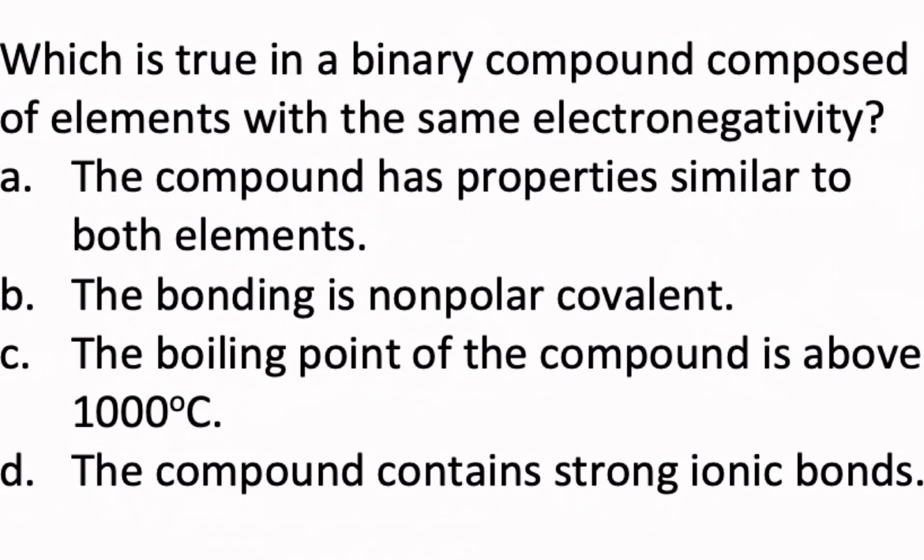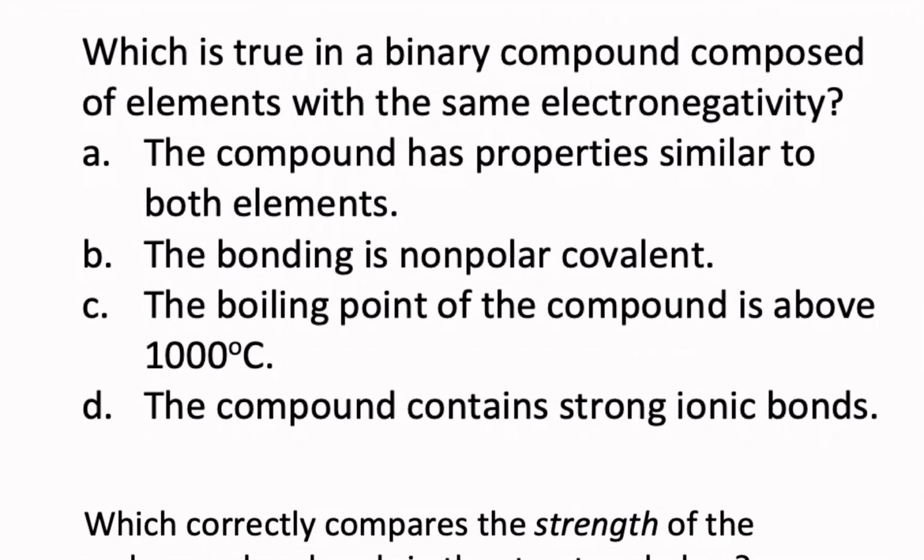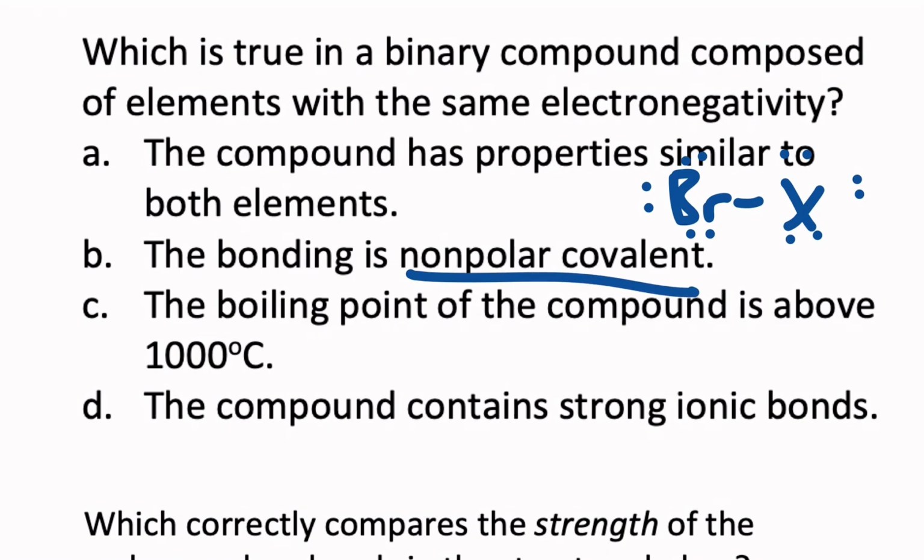Next, what's true of a binary compound? That means 2 elements with the same electronegativity. So I'm just going to make one up that would be like the bromine molecule. Same electronegativity, equal pulling, no polarity. The compound has properties similar to both elements. Not likely. If they have the same electronegativity but they're different elements, this might be bromine and, I don't know, something else. The bonding is non-polar covalent. Yes, that is the best answer, because if they have the same electronegativity, there is no polarity of that bond.